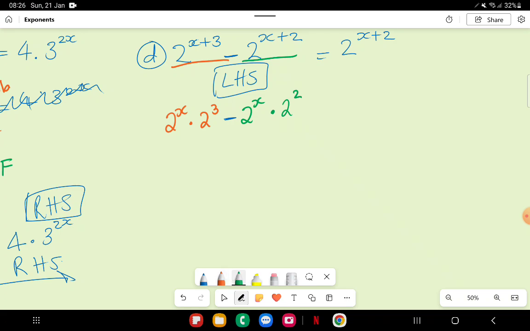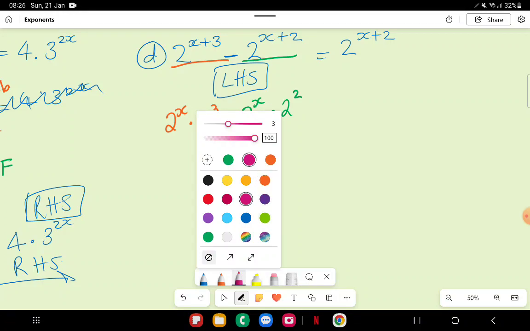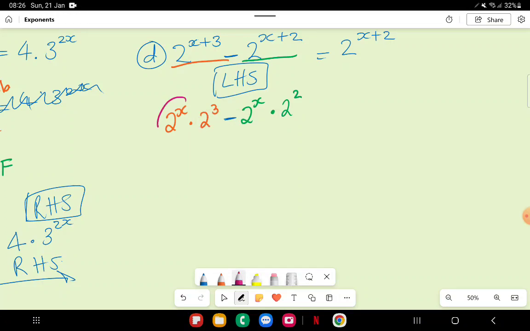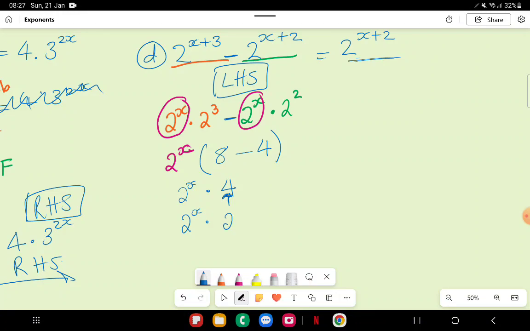So now I'm going to look for my common factor. Let's go pink. 2 to the power of x is common and 2 to the power of x is common. So I'm taking 2 to the power of x out. And in my brackets, I have 2 cubed, which is 8, minus 2 squared, which is 4. So we're happy with that. This leaves me with 2 to the power of x multiplied by 4. And that 4, now I want everything on the right hand side. I have one base, which is 2. So I'm going to convert this one to a base of 2. That is 2 to the power of x times 2 squared.